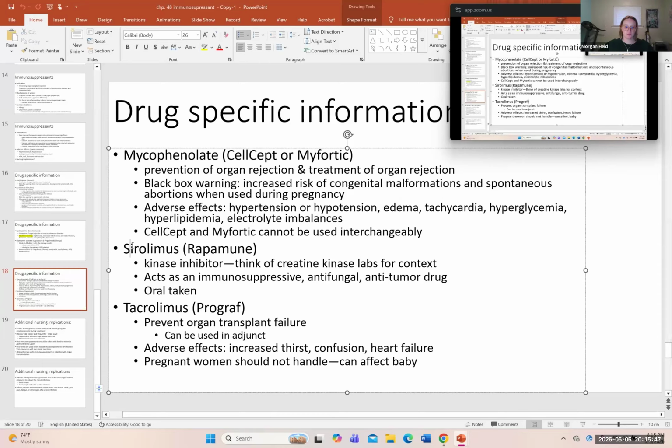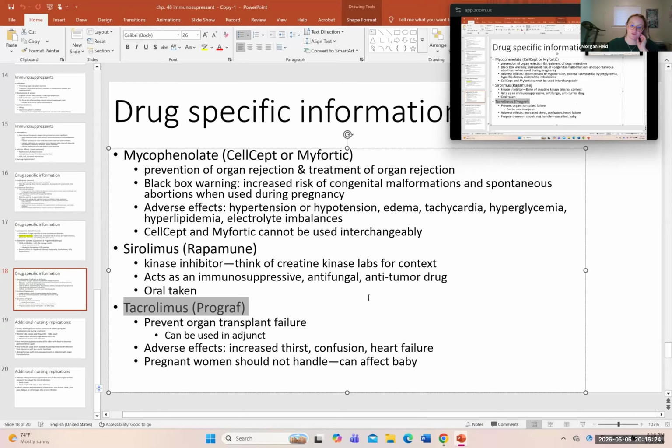Here, I just need you to know both of these names, but this is sirolimus. Basically, the only thing that I want you to know about this one is that it can also be used as an antifungal and an anti-tumor drug. That's all I need you to know about that one. So just some other uses. It can kill fungal infections or it can be used for cancer. And are you otherwise going by both names for this one? I'll probably more go by sirolimus. Okay. And then this one right here, you should know both names.